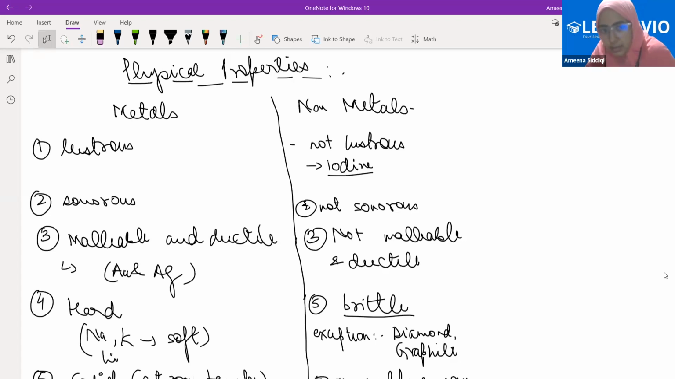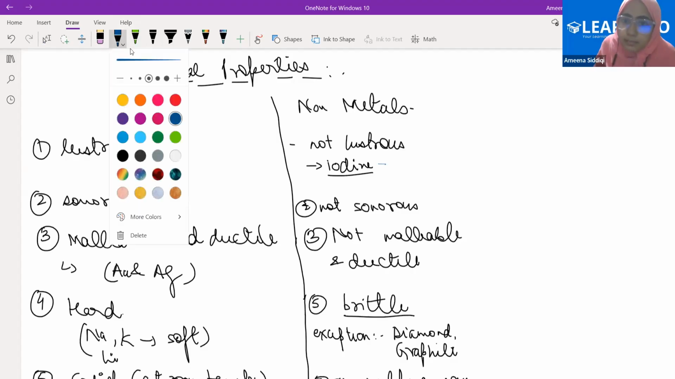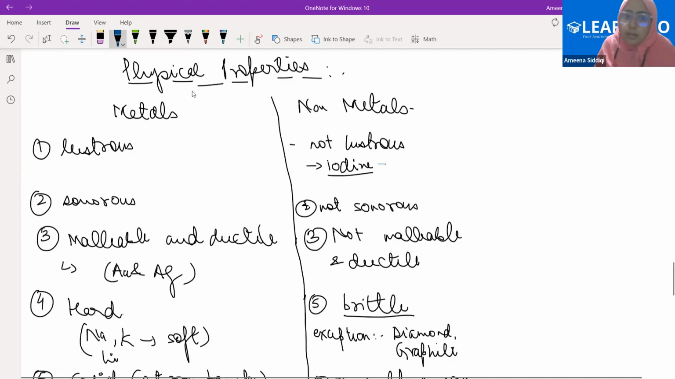Non-metals, on the other hand, are not lustrous. Please, beta, make sure of this point whenever you are describing the properties of metals and non-metals: always use the term generally, because there are always exceptions. So we will say that generally metals are lustrous, and generally non-metals are not lustrous. Please write this exception of iodine, which is a non-metal but is lustrous. So it is an exception, beta. Done?